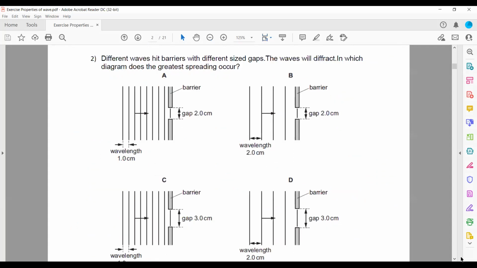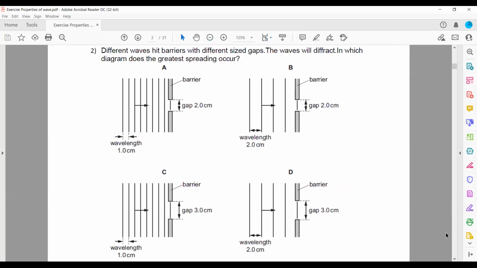Now this question is related to diffraction. As we have discussed, for maximum diffraction to occur, the gap size should be equal to wavelength. That is, if we want the diffraction to be maximum. So which diagram, when the wave hits the barrier, will show the greatest spreading or diffraction? The greatest spreading or diffraction is there when the wavelength is equal to gap size.